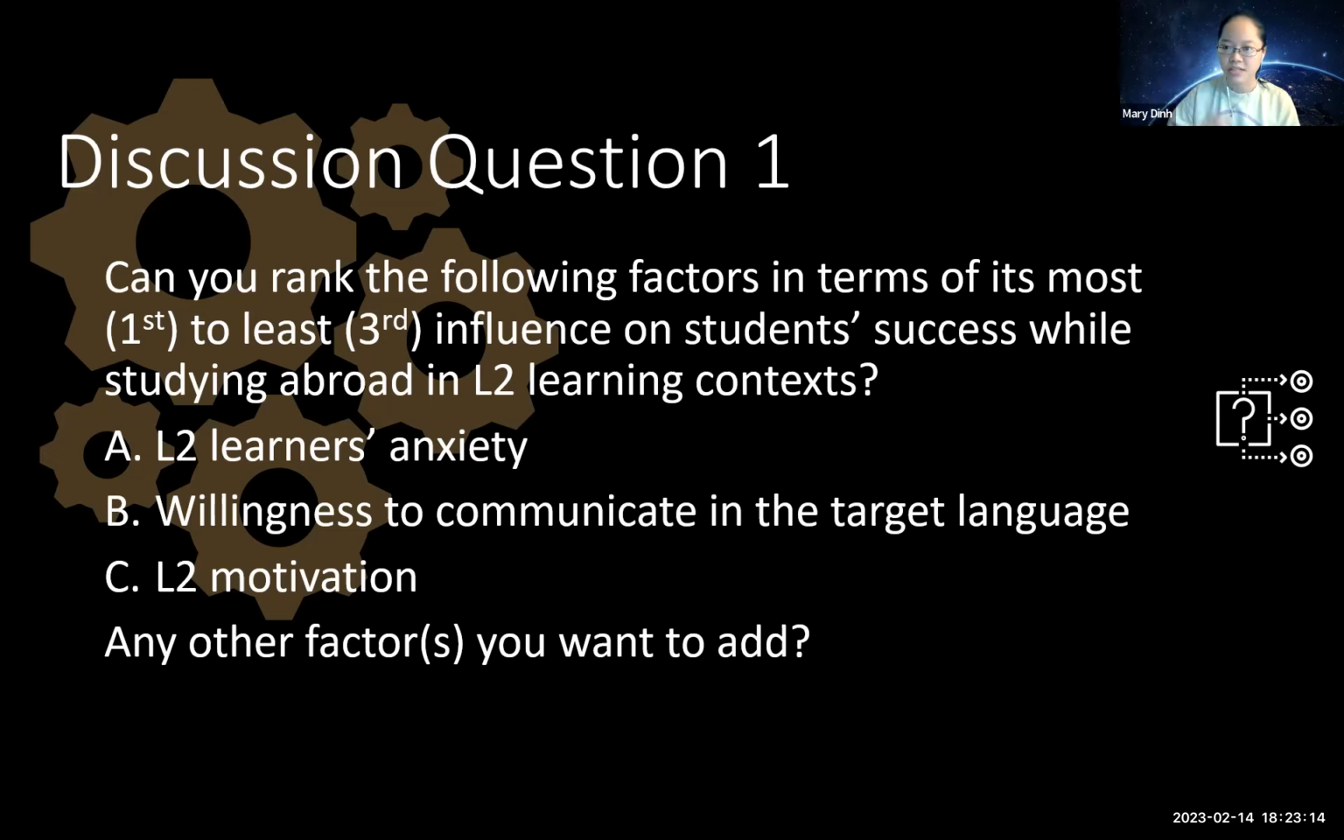So I have three factors that the paper mentions, and I want you to rank them, in your opinion, from most influence on student success while studying abroad, when they immerse themselves in a second language learning context, to the least important factor influencing their success. If you're not happy with the three factors presented in the paper, add any other factors you want. Everyone, I give you 2 minutes to think about that, and then please put your answer in the chat. Okay, 2 minutes, start.